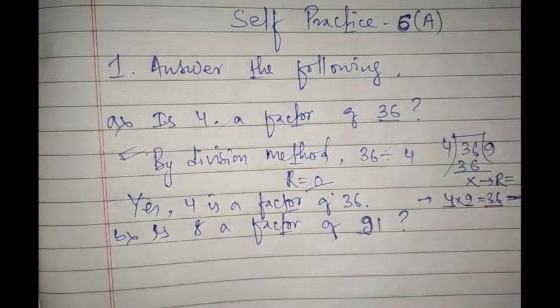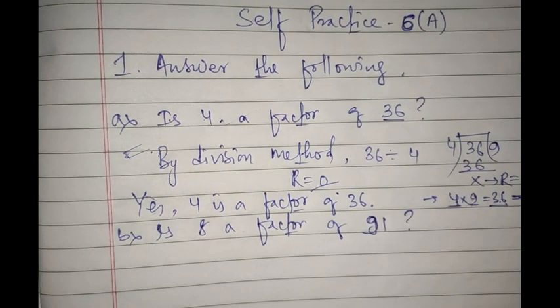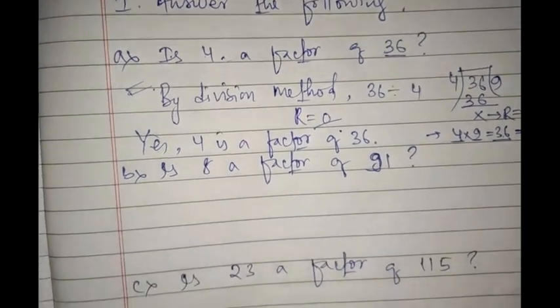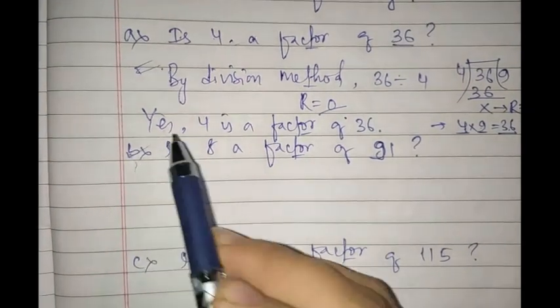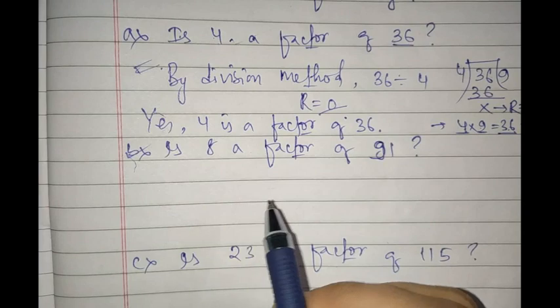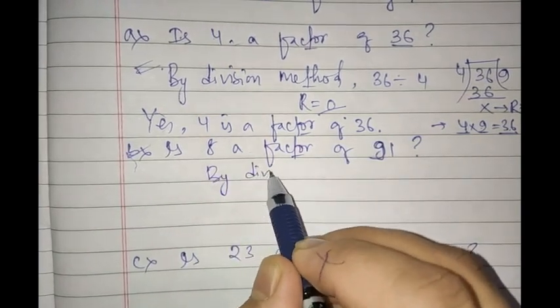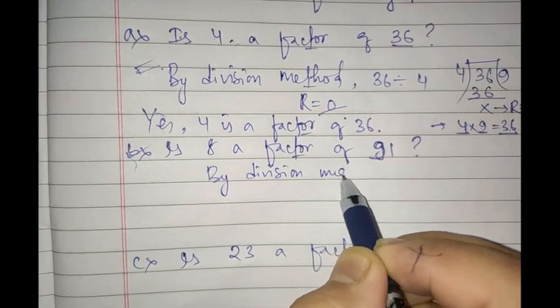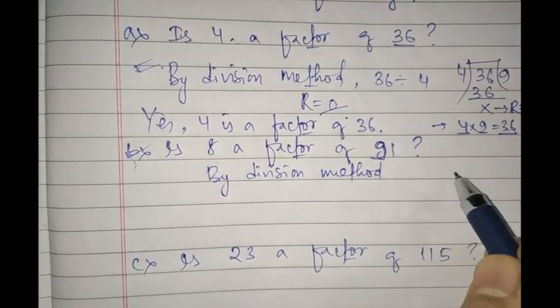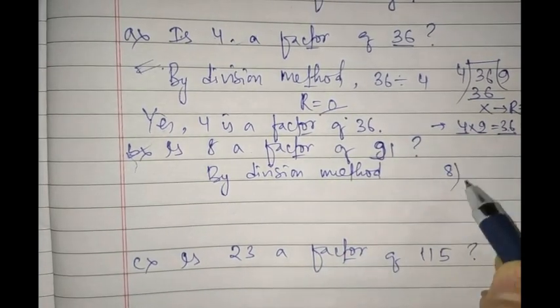So yes, 4 is a factor of 36. Alright, so this is the way to find out. Okay, let us proceed to the next part. Number B, is 8 a factor of 91 or not? So simple, I'm going to use the division method here. By division method, I'm going to check whether 8 is a factor of 91 or not.